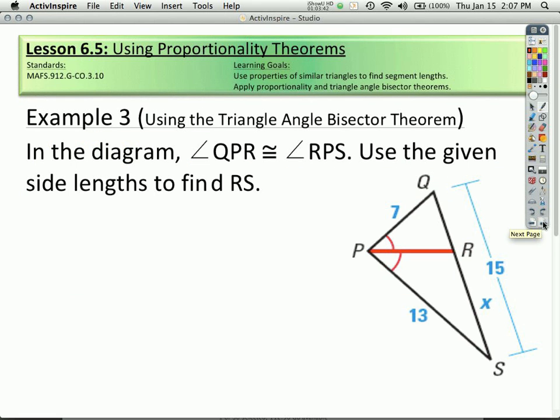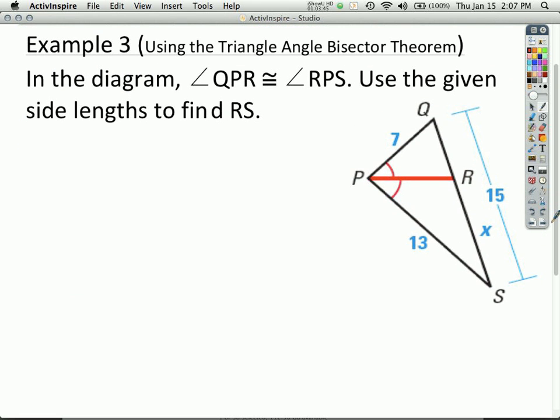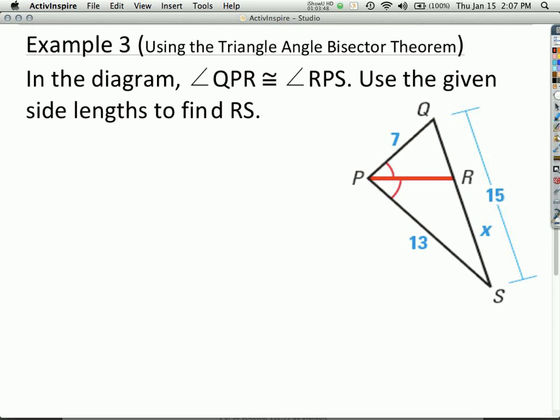Okay, so let's finish up with the last idea of the day, which is using the triangle angle bisector theorem. That's a 7, that's the distance here. That's a 13, that's the distance here. This is unknown, and that's what we're looking for. This is not labeled at all, and then we have 15 for the distance of QS. Find RS.